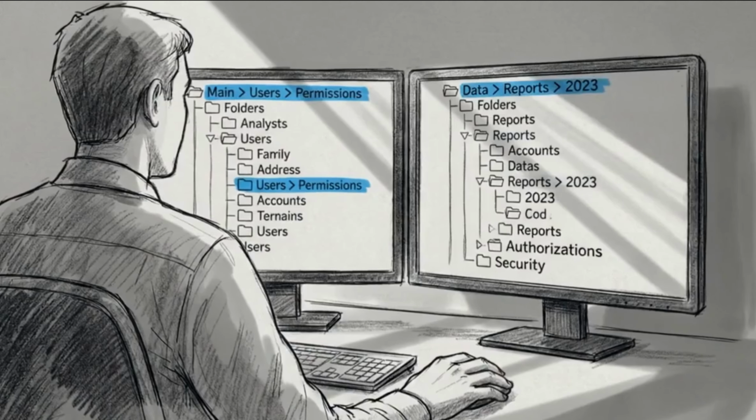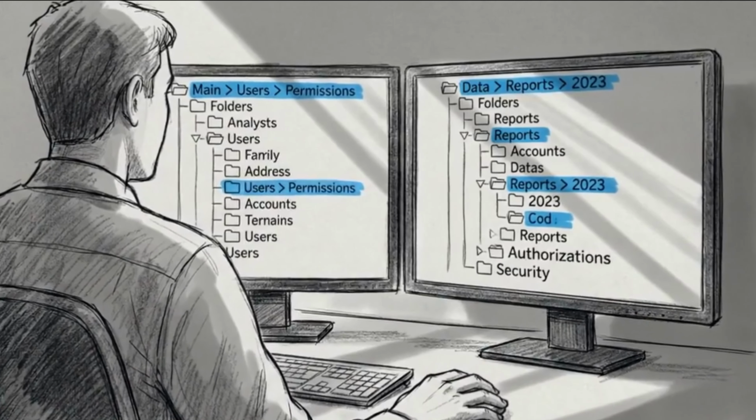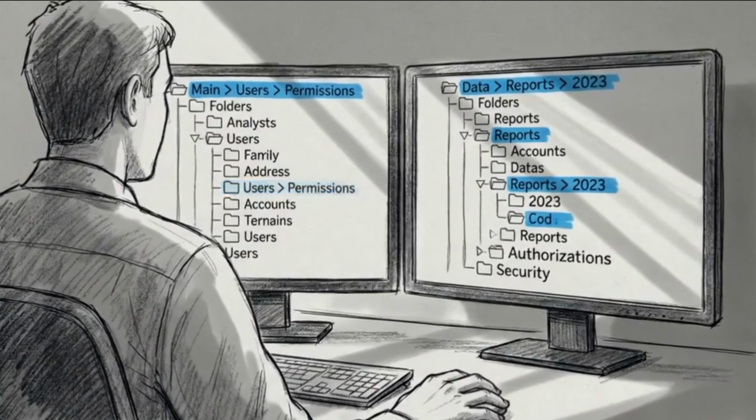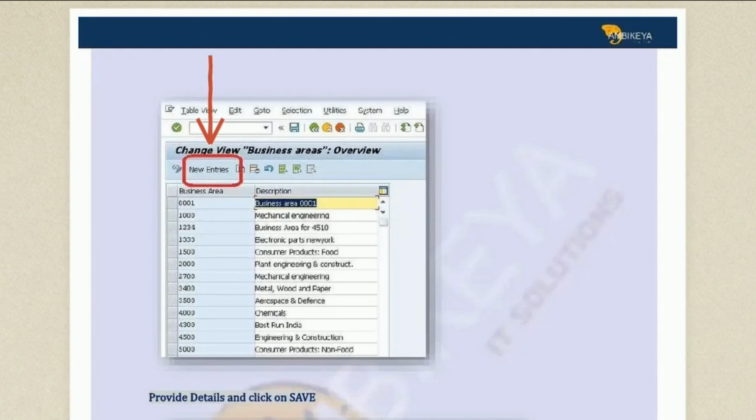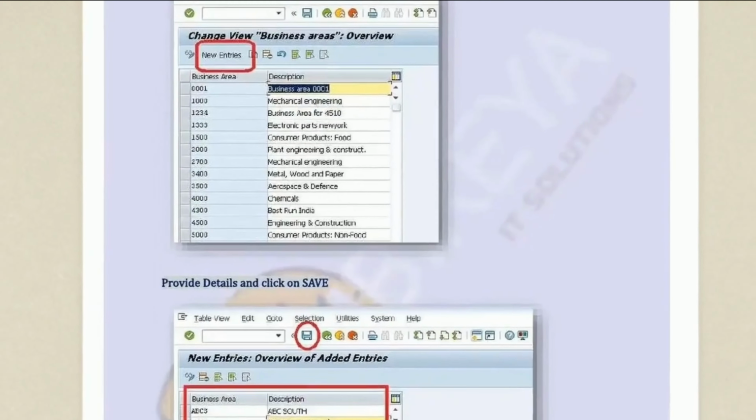Even with shortcuts available, manually walking through this menu path clarifies exactly where this financial configuration fits within the broader enterprise structure. Back on the business area overview screen, click the New Entries button at the top. In the empty row, input a 4-character alphanumeric code. We will use ABCS, and add a clear description, like ABC South. With the details entered, click the Save icon on the standard toolbar.